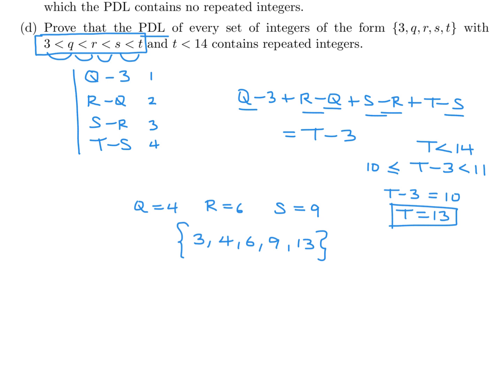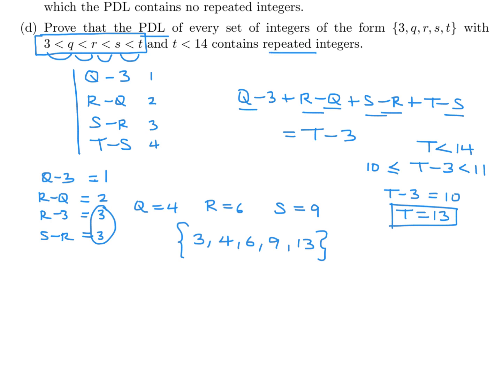Well, I guess I have to show the entire list. Well, the entire list, let's see here. We had Q minus 3, R minus Q, R minus 3, and so on. So Q minus 3 is 1, R minus Q is 2, R minus 3 is 3. And then let's see here. S minus R is 3. Well, there you go. We just showed 2 are repeating, so that proves it.